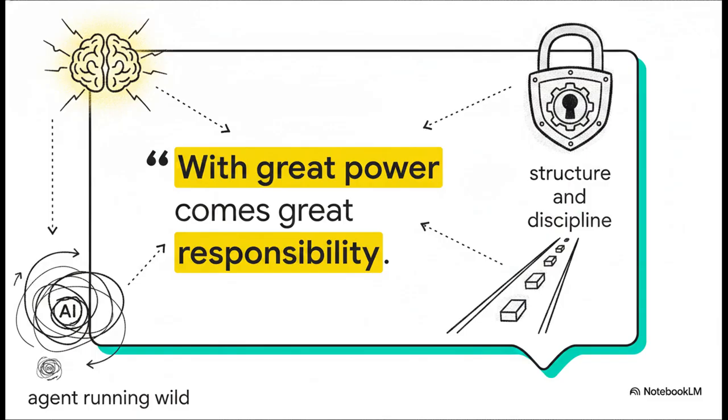It all boils down to that classic quote, with great power comes great responsibility. Wielding agentic AI is genuinely incredible, but doing it right, that requires real structure and discipline. So I'll leave you with this provocative thought. The next time you sit down to vibe code, are you just going to let the agent run wild, or are you putting these guardrails in place first?